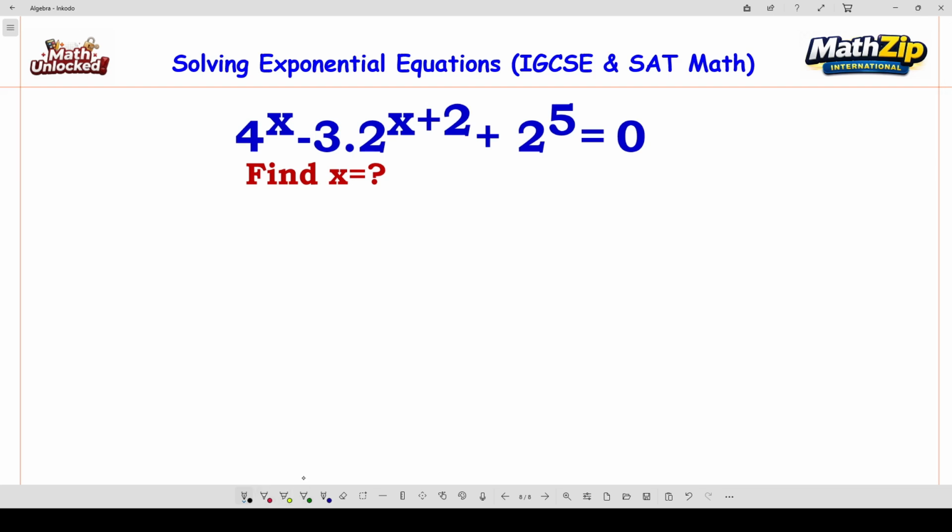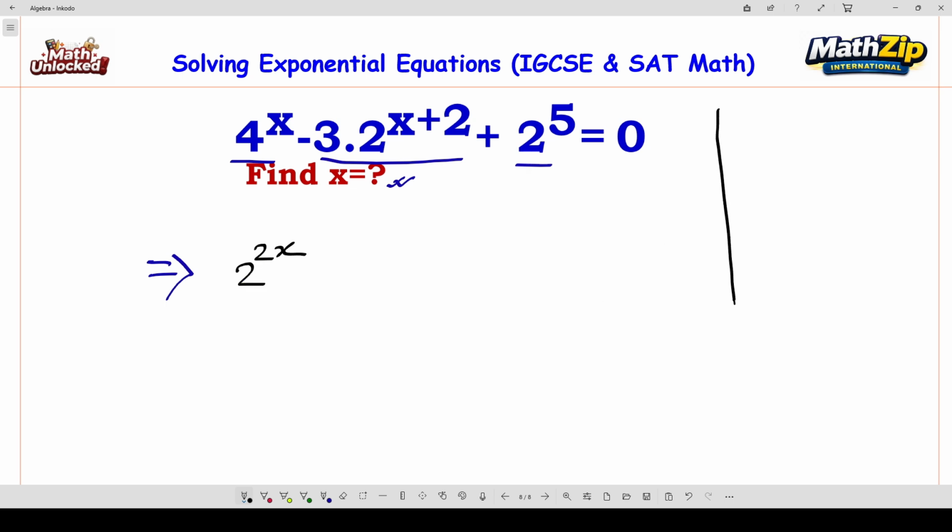Solving exponential equation. 4 to the power x minus 3 times 2 to the power x plus 2, plus 2 to the power 5 equals 0. We have to find out the value of x. So first we can simplify 4 to the power x, we can make 2 to the power 2x.